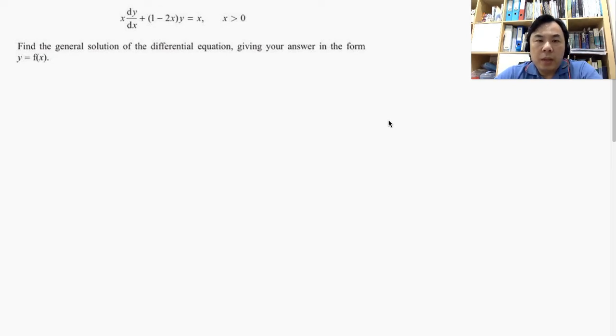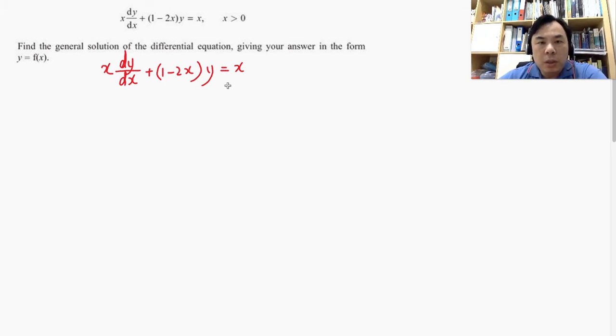We have to provide the answer in the explicit form, y equals f(x). All right, now let's take a look at how to work with this. Okay, now first step is to rewrite this again. So that is basically x dy/dx. All right, so that's how it looks like.